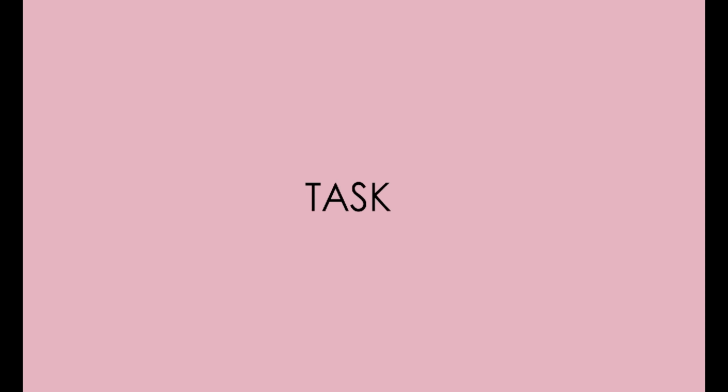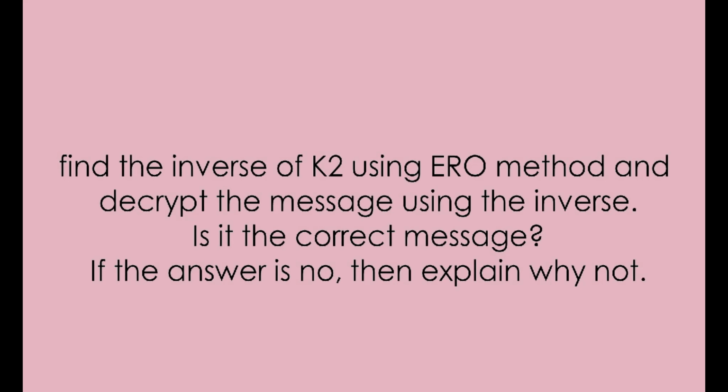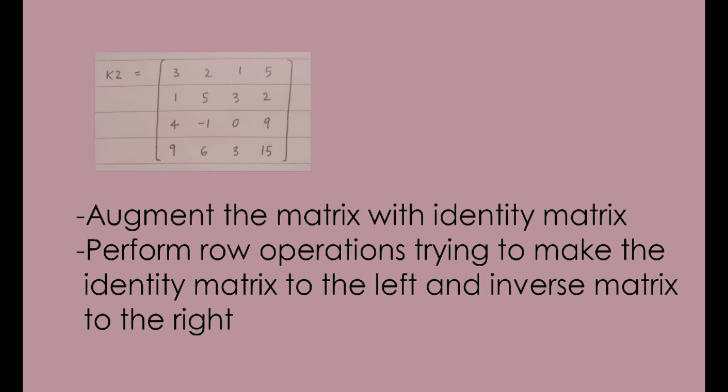Task 2. Find the inverse of K2 using the ERO method and decrypt the message using the inverse. Is it the correct message? If the answer is no, then explain why not. To find the inverse, you have to augment the matrix with the identity matrix. Perform row operations trying to make the identity matrix on the left and the inverse matrix on the right.